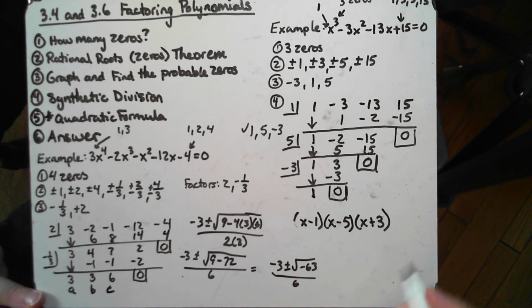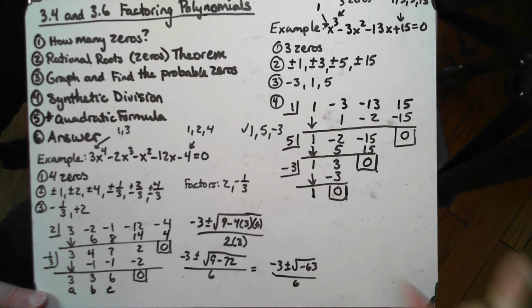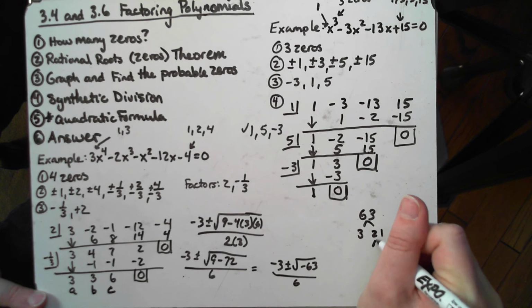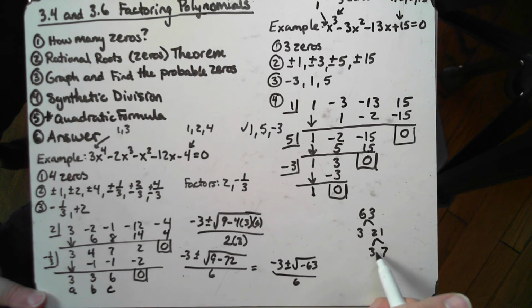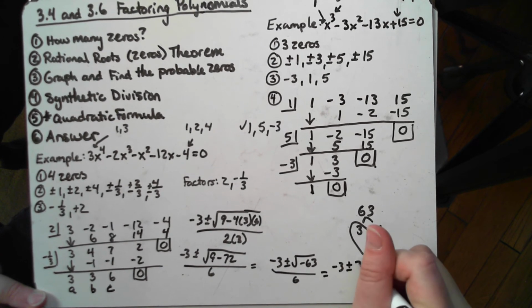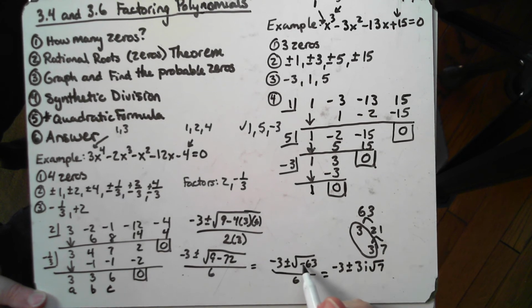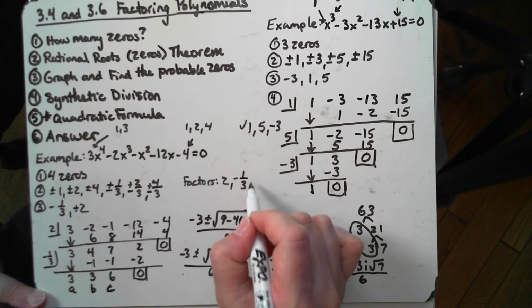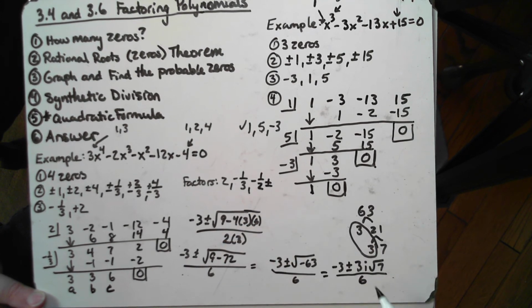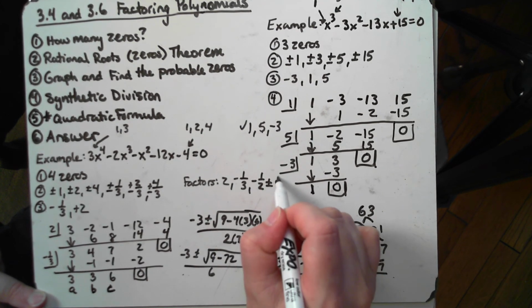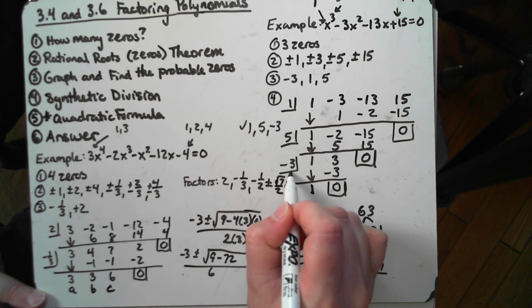Now, I should simplify this further. 63 is 3 times 21, and 21 is 3 times 7. Okay, so I can simplify that by 3. So I have negative 3 plus or minus 3i times the square root of 7. The i came from this negative number. Now, all of this can reduce by 3. So I get negative 1/2 plus or minus i square root 7 over 2. These are my factors.